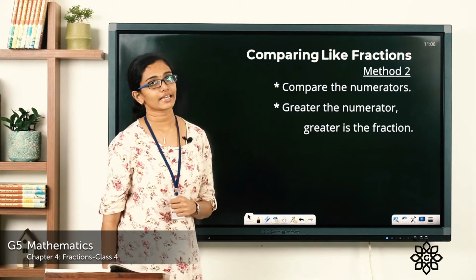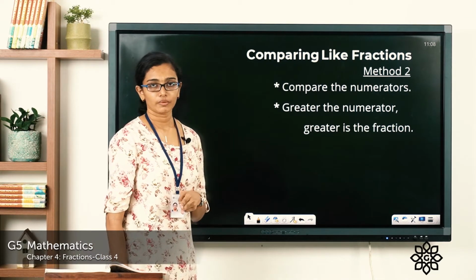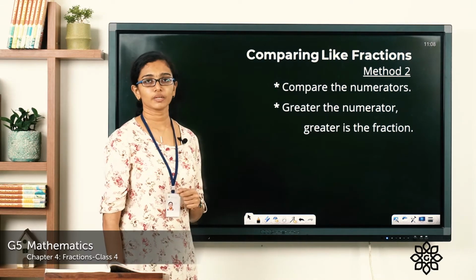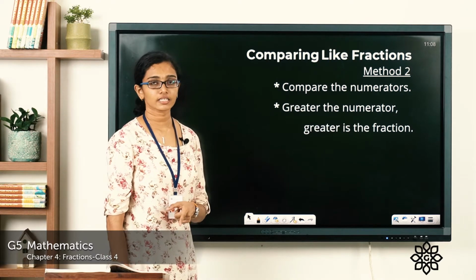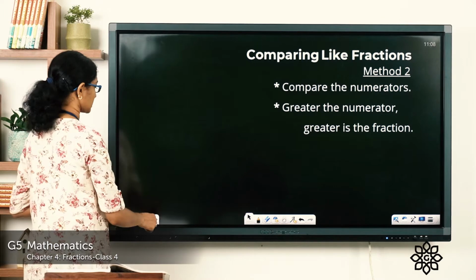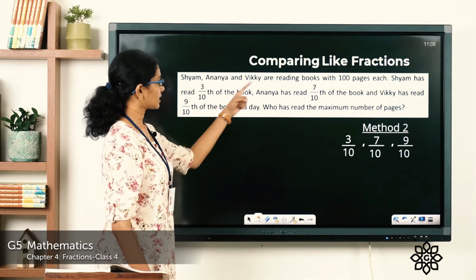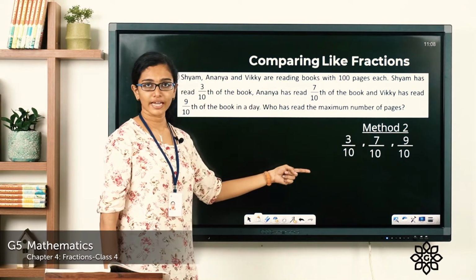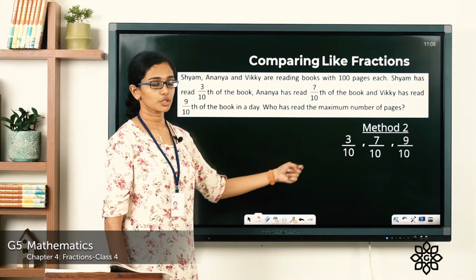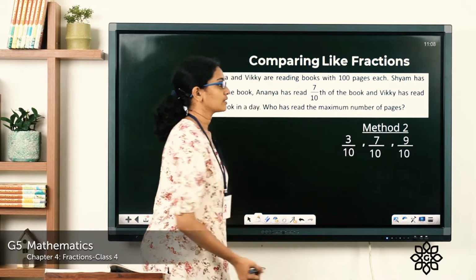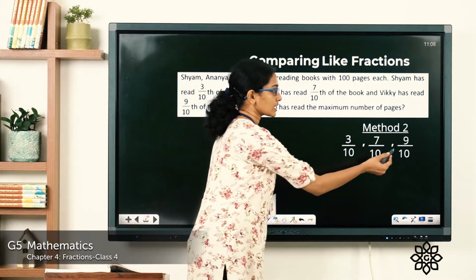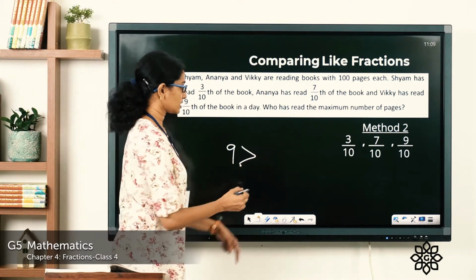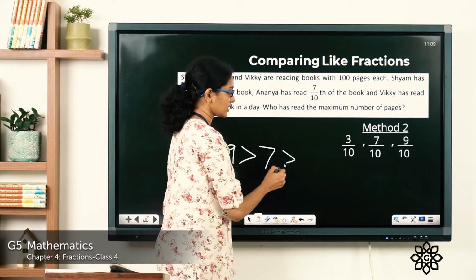So we'll see the second method. Since we have the same denominator, like we said earlier, to compare like fractions, it's enough that we compare the numerators, and when the numerator is the greatest, the fraction will also be the greatest. So here we have the fractions 3 by 10, 7 by 10 and 9 by 10. These are all like fractions. It's enough that we compare the numerators. Which is the greater number here? It is 9, right? So we can write 9 is greater than 7, which is greater than 3.